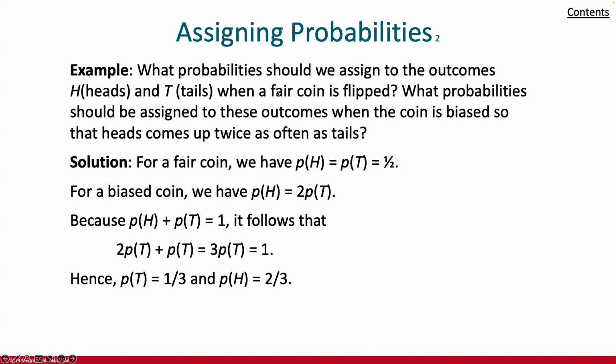Here's an example. What probability should we assign to the outcomes heads and tails, H and T, when a fair coin is flipped? What probability should be assigned to these outcomes when the coin is biased so that heads comes up twice as often? And so thus we can see how this would work out. Heads comes up twice as often as tails, and so it's not a balanced 50%. Which we'll get into as a ratio, so thirds is what we come up with.